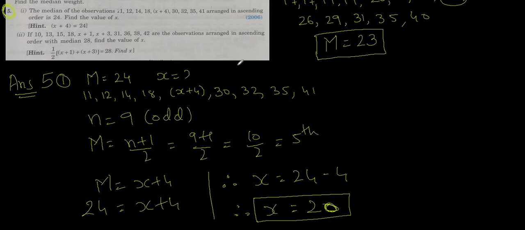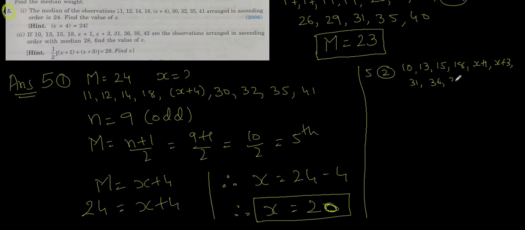So let us work it out with the sum number 2. I'm just going to make a column here for the 5th one, sum number 2. It is given 10, 13, 15, 18, x plus 1, x plus 3, then 31, 36, 38 and 42. All of them are in ascending order and the median is given as 28. We have to find out the value of x.